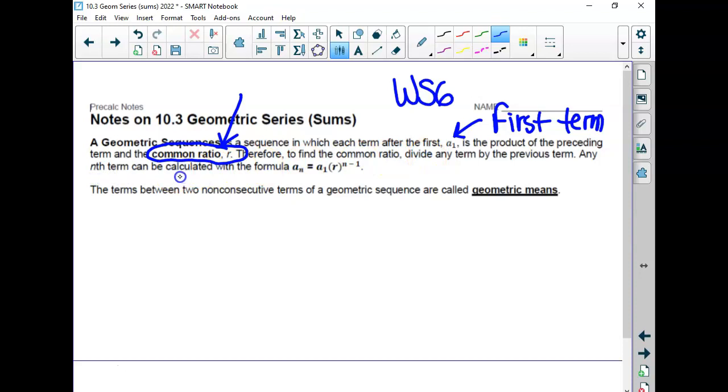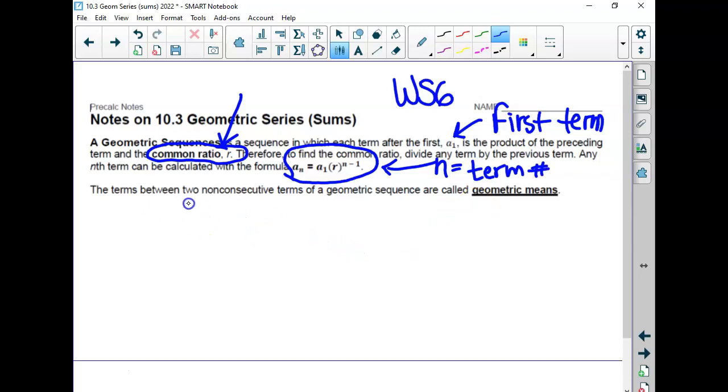Any nth term can be calculated by this formula, which is on our reference sheet, okay? And r, if you just always practice putting r in parentheses, it will be best, including the formulas we're going to learn today. One more thing, what does n stand for in this or any formula? n stands for the term number, okay?